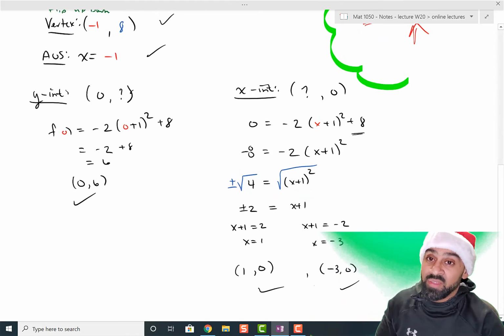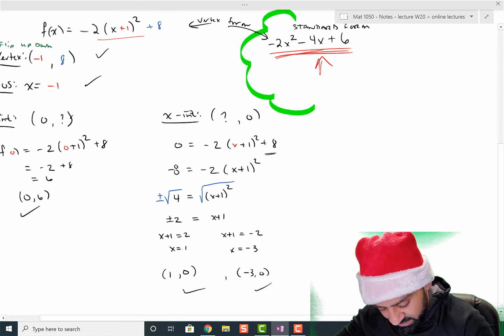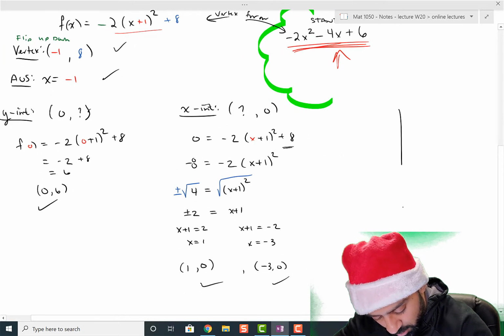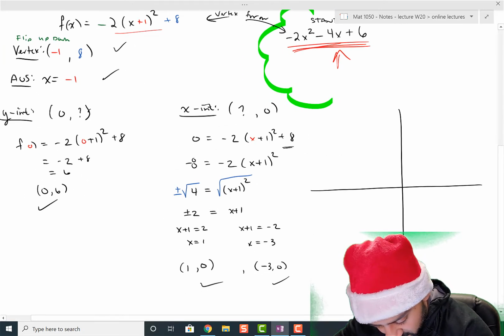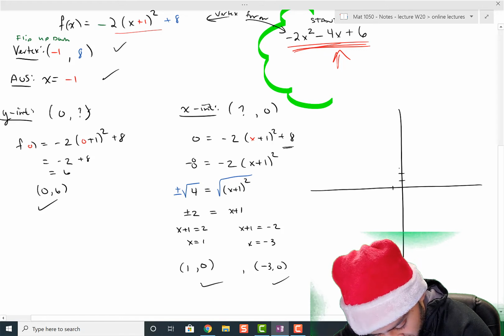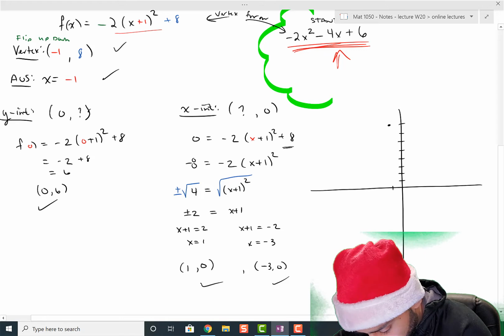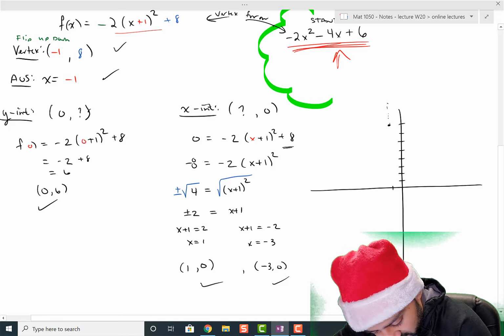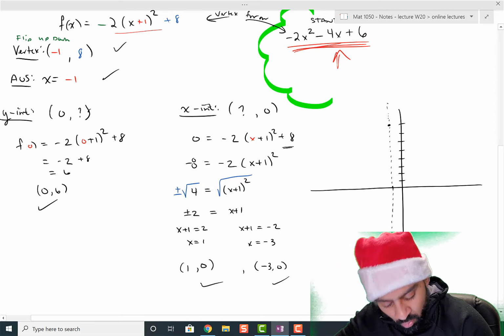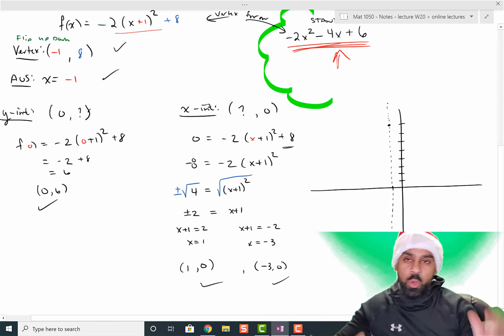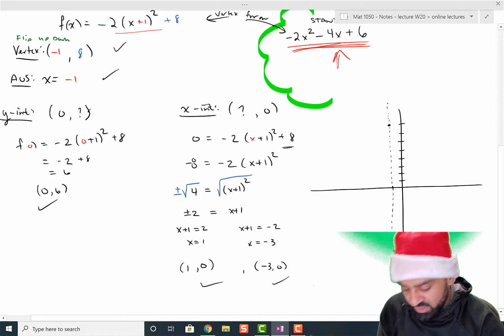But let's be real. Why does that make sense? Well, let's take a look-see here. I'm just going to plot our points. I want to plot stuff to make it look clean. So here's negative 1, here's 8: 1, 2, 3, 4, 5, 6, 7, 8. And you told me this is opening downward. The axis of symmetry goes down through here. I'm not going to draw it yet, though, because I don't know how skinny or big to make the graph, and I want it to look nice.